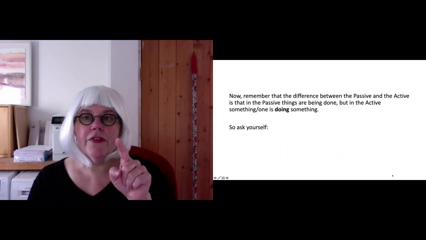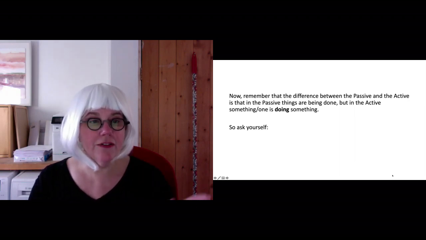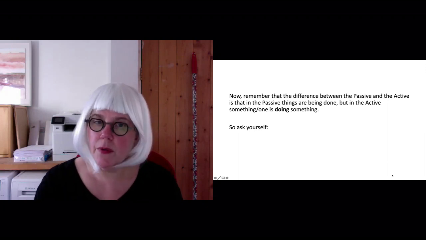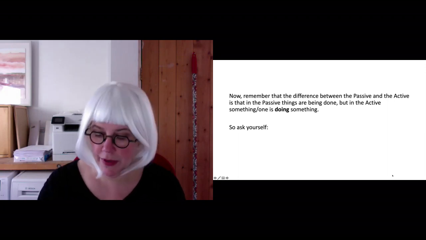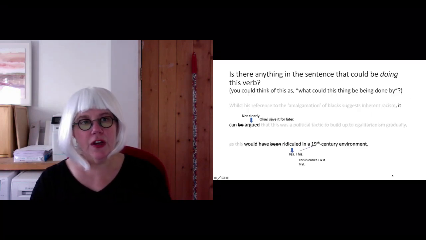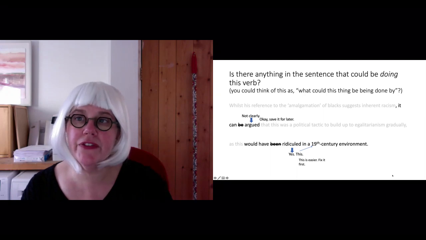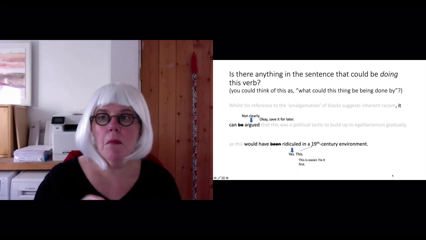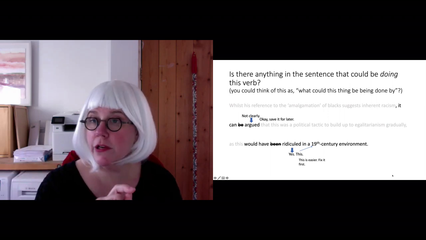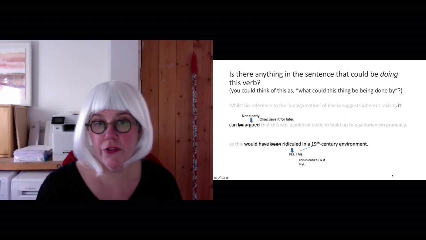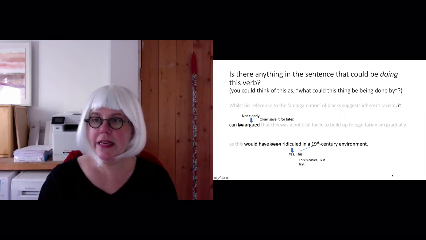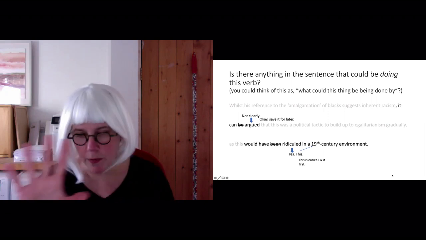Now remember that the difference between the passive and the active is that in the passive, things are being done, but in the active, something or someone is doing something. So now, having removed the form of the verb to be, you ask yourself, is there anything in the sentence that could be doing my remaining verb? If we change it from "it can be argued" to simply "someone is arguing," is there anything that could be doing the arguing? And the answer is not clearly. So we won't worry about it.